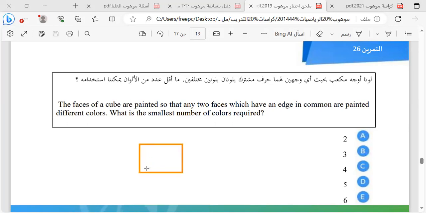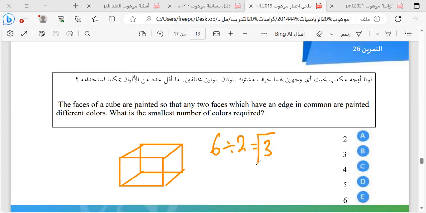In the cube, how many faces do I have? 6, right? So we divide 6 by how many colors? Two colors. 6 divided by 2, then we get what? 3. We need 3.